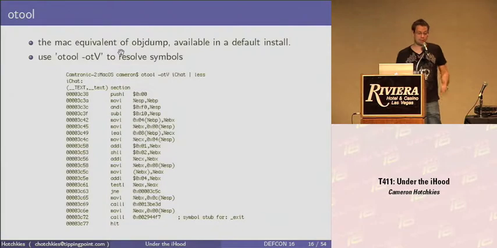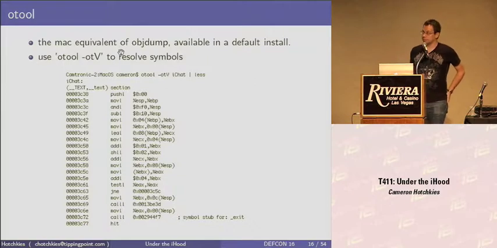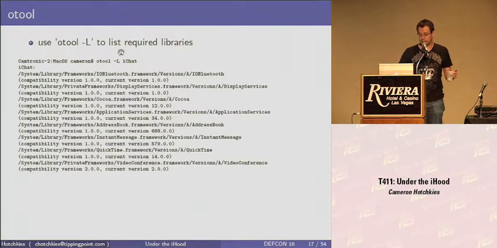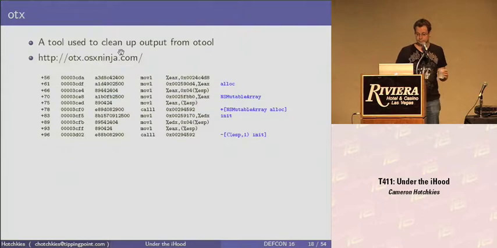otool, this is what a lot of people started using when they were reverse engineering binaries on OS X. Some of the people who've been doing it for longer, they're fairly comfortable with it. But it gives you AT&T syntax, and disassembles all of the binaries. It's like objdump, except they call it otool. And you can list the libraries like you could in objdump.